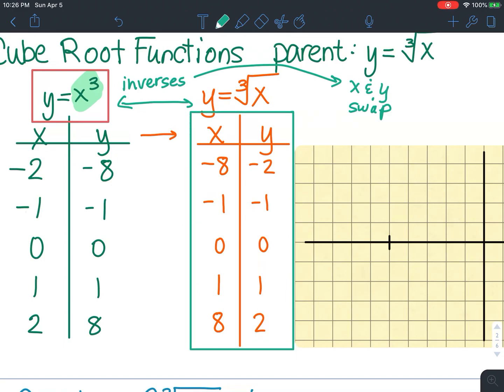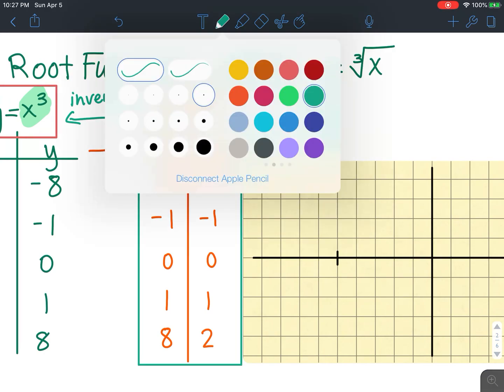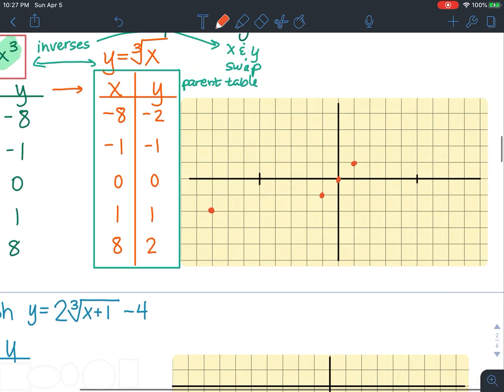For the cube root of x, you're going to base every cube root graph off of this table. So this is the parent table. So let's graph that, see what it looks like. So we have negative 8, negative 2, negative 1, 1, 0, 0, 1, 1, and 8, 2.